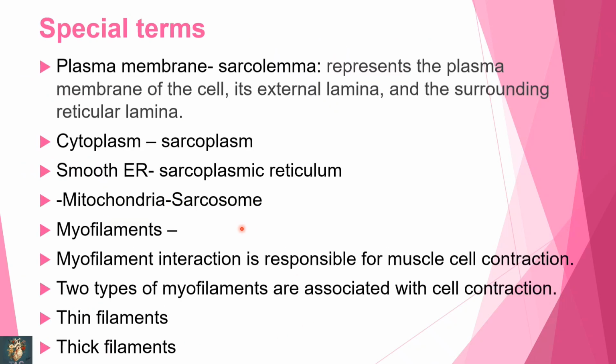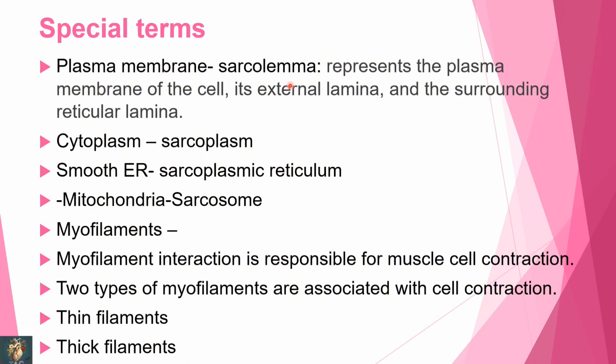So there are different terms we use related to the skeletal muscles and all the muscle types. One of the terms is the sarcolemma. It is actually the plasma membrane. It represents the plasma membrane of the cells, its external lamina and the surrounding reticular lamina.